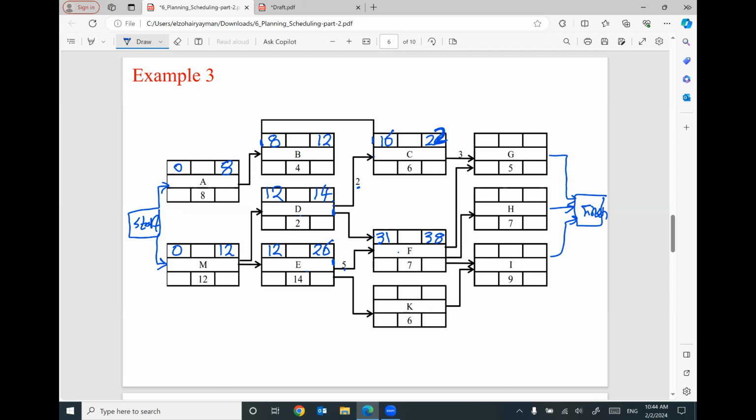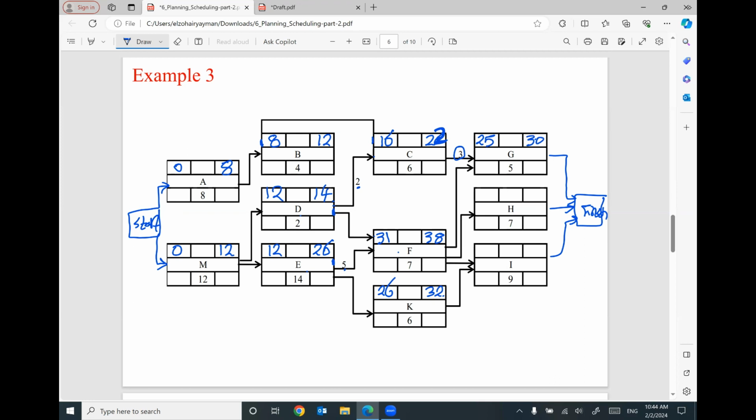For activity K, it is a direct relationship: the end of activity E means the start of activity K. 26 plus 6 will be 32. For activity G, we have only one arrow with a lag of 3. So 22 plus 3 will be 25. The start of activity G plus 5 will be 30.